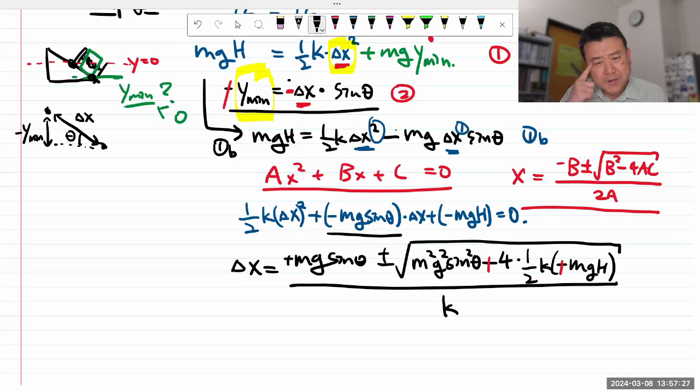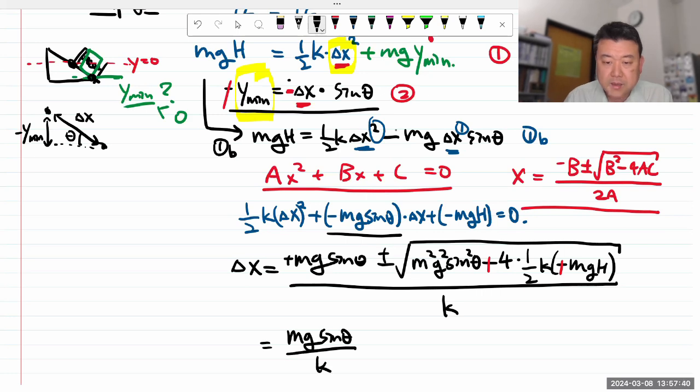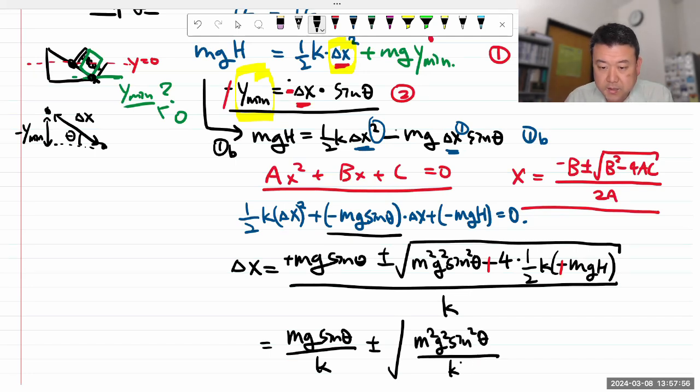Okay, can I simplify it? Let me try to simplify it a little bit. Combining this term, that's going to be mg sine theta divided by k, and let me write down the other fraction plus or minus, and I'm going to absorb k into the square root, so it's going to be k squared. So it will be the square root of m squared g squared sine squared theta divided by k squared plus, well, it's k squared, so it'll cancel one out and then there'll be something remaining.